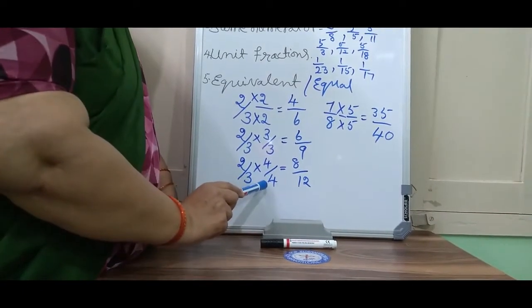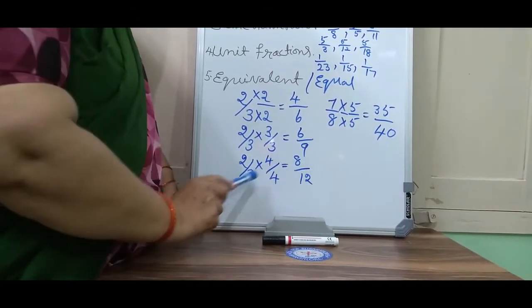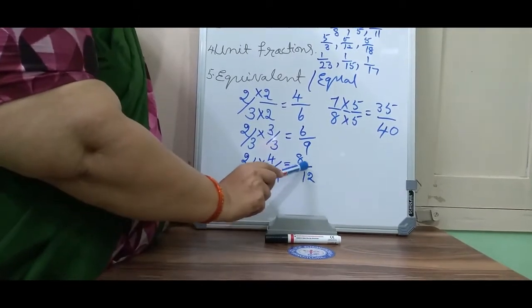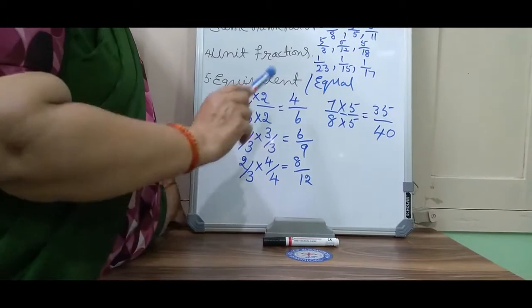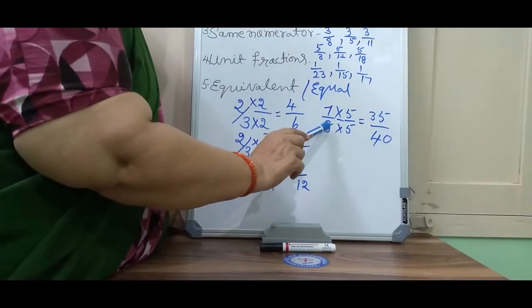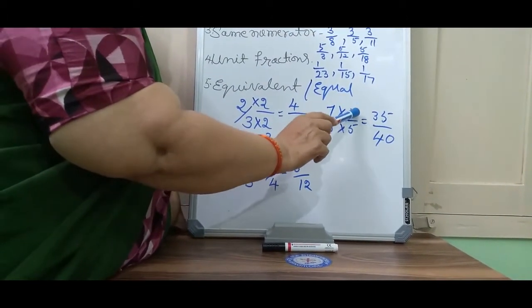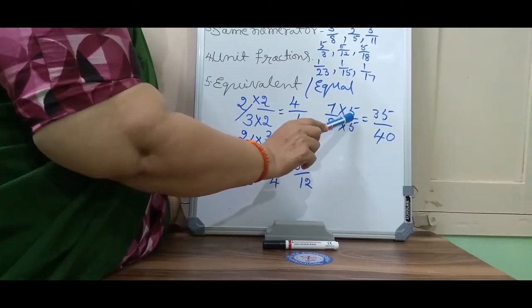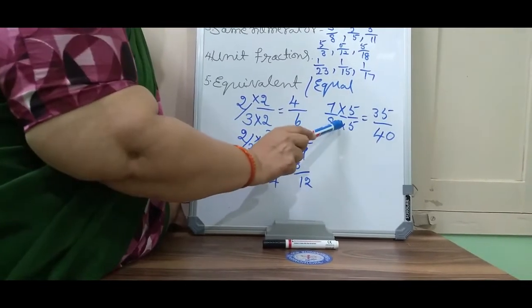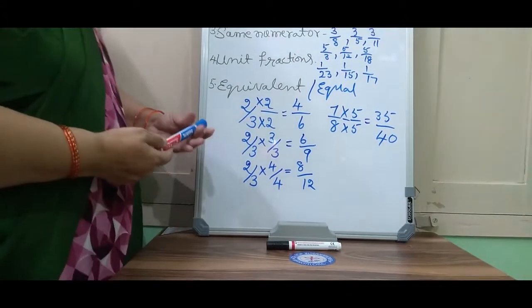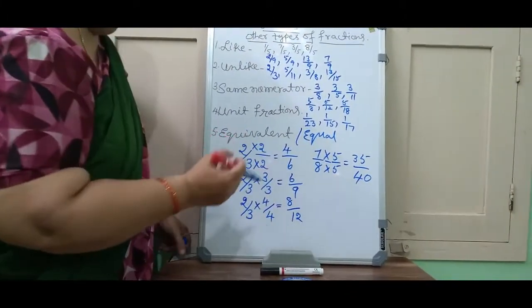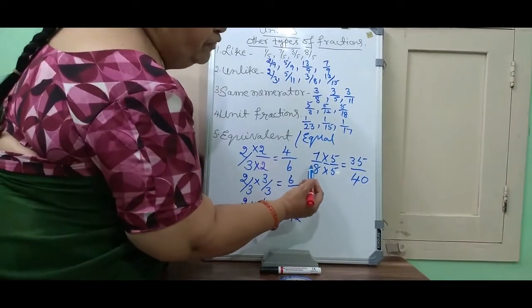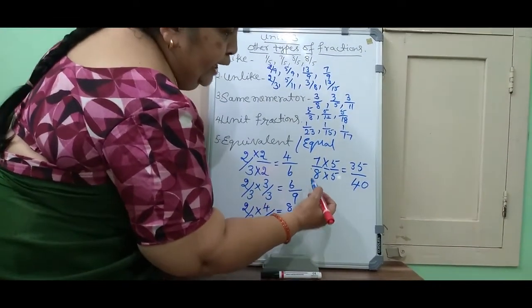Again I have multiplied here by 4, 2 4s are 8 and 3 4s are 12. 8 by 12 is an equivalent fraction. And let us consider one more fraction, that is 7 by 8. I have multiplied by the same number 5. 7 5s are 35 and 8 5s are 40. So this 35 by 40 is an equivalent fraction for the fraction 7 by 8.